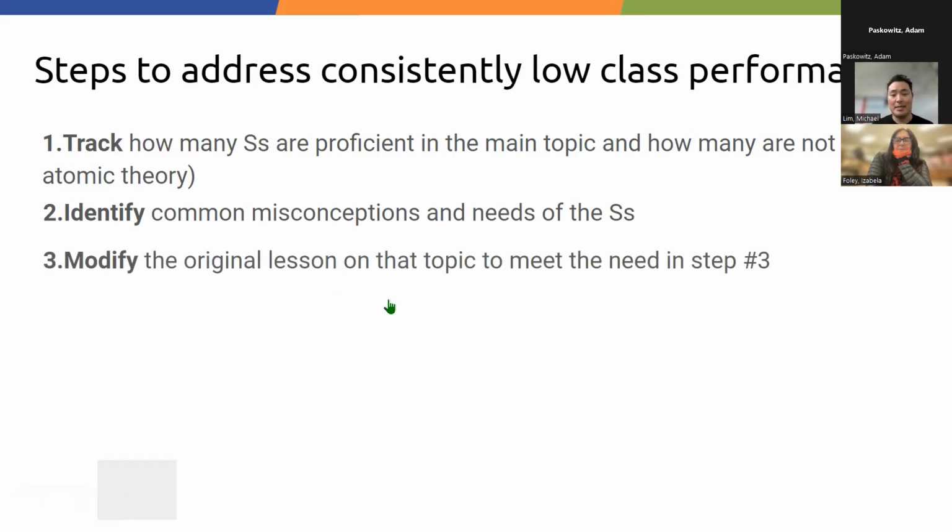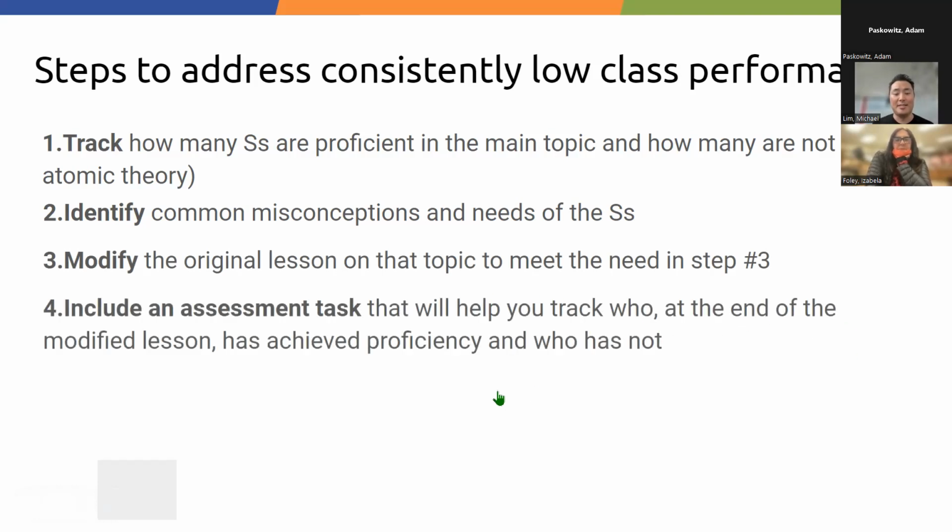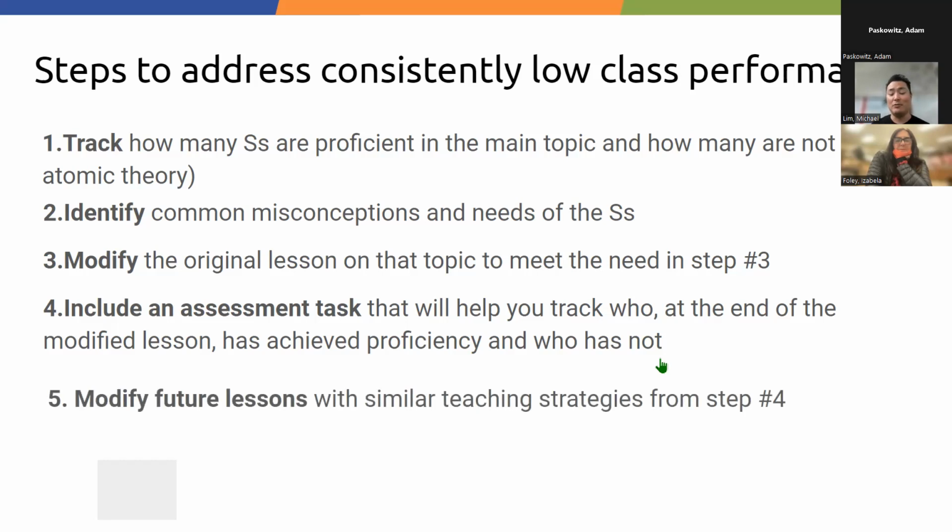Modify the original lesson plan to meet the need in step 3, and then include an assessment task to help you keep track again. After you've modified, you have to reassess to make sure you are not repeating the same instructional oversights, but also to make sure that those who have now risen from below or near proficiency move on to mastery, as opposed to dwelling among the nearly proficient level, and then modify your future lesson plans.